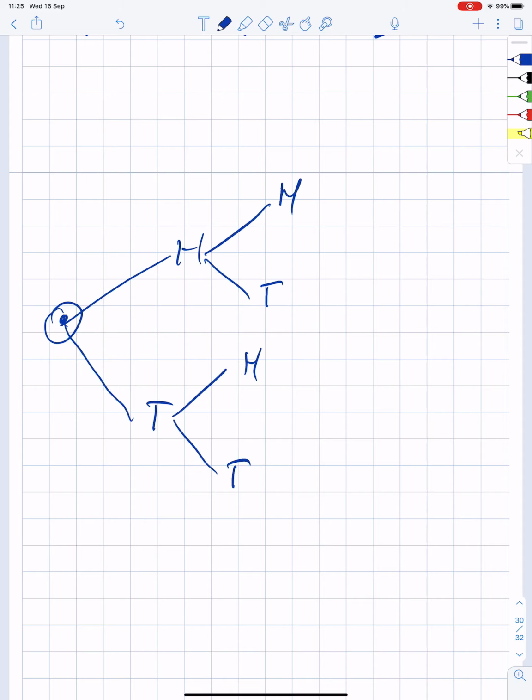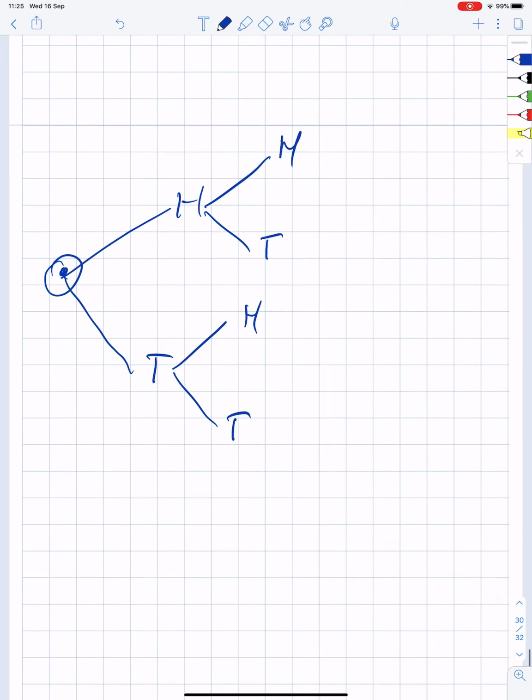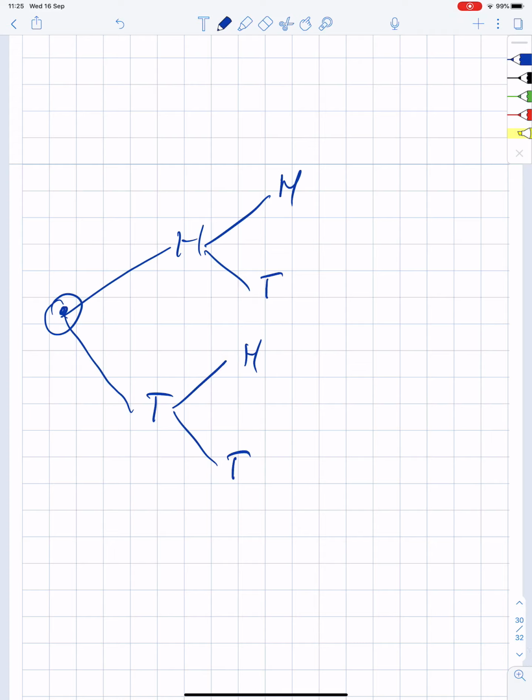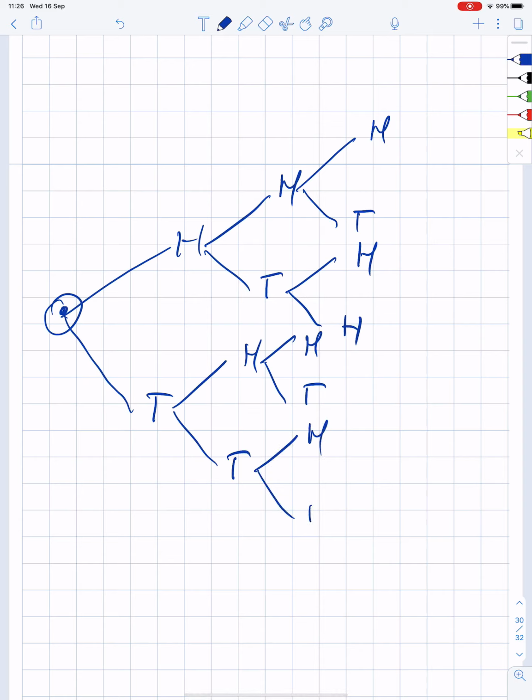And now, the first one, the second one, and on the third one, I can have, again, if I got heads on the first one, I can have heads or tails. Heads or tails on the third one. If I got tails on the second one, I can have heads or tails on the third one. If I got tails and then heads, I can have again heads or tails. And finally, if I got tails and tails, again, heads or tails.